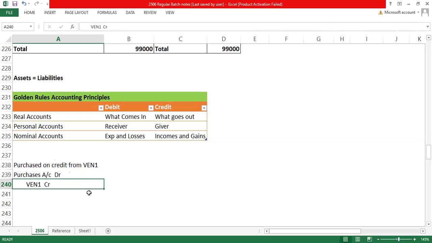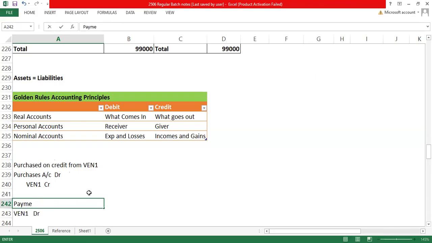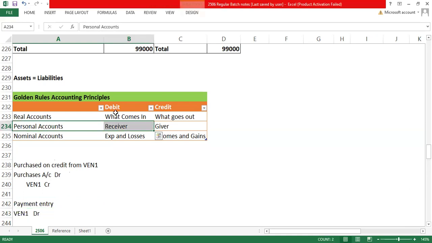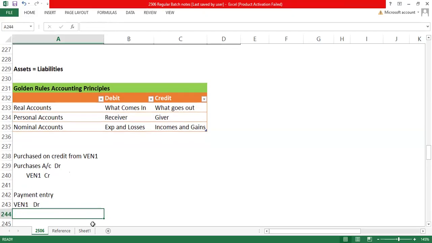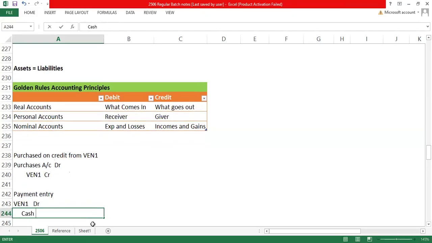Now, whenever you make a payment entry, here you make a cash payment. Vendor one is receiving the cash because you are making a payment. As per the personal account rule, debit the receiver. Vendor one is receiving cash from the business. Now my cash is going out. Cash credit, what goes out. My cash is going out in making the payment.